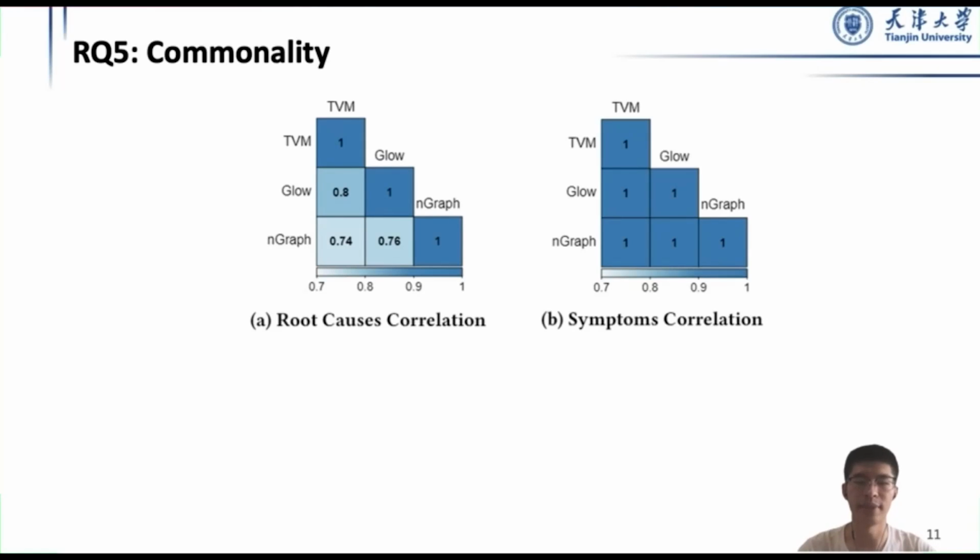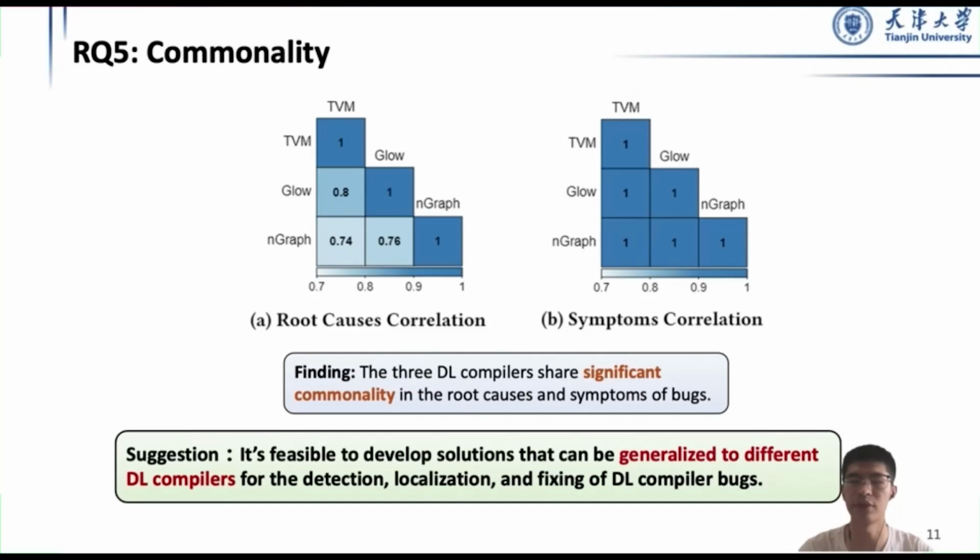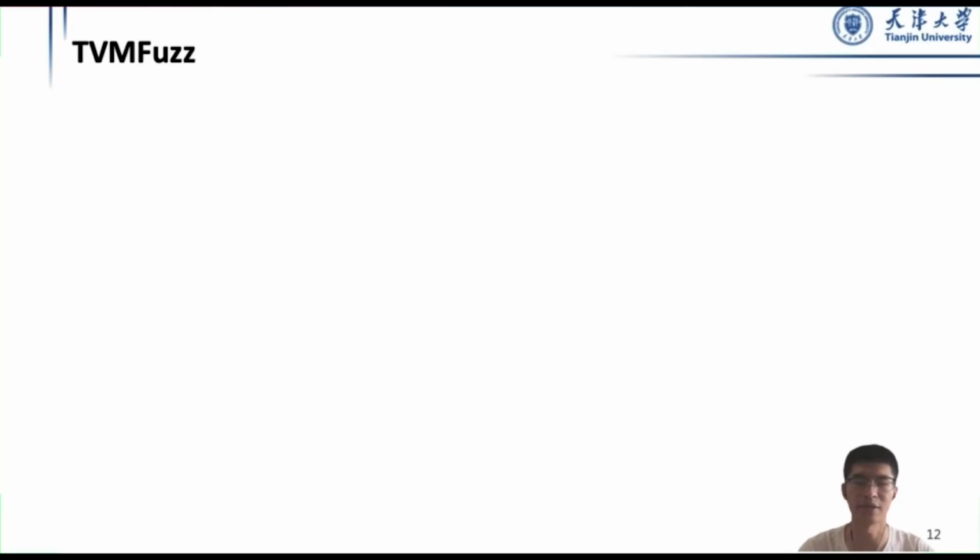To measure the commonality across DL compilers, we calculated the Spearman correlation between each pair of DL compilers in terms of root cause distribution and symptom distribution. We find that the three DL compilers share significant commonality in the root causes and symptoms of bugs. Therefore, it's feasible to develop solutions that can generalize to different DL compilers for the detection, localization, and fixing of DL compiler bugs. To demonstrate the usefulness of our findings, we designed a preliminary proof-of-concept application, TM-FAS.